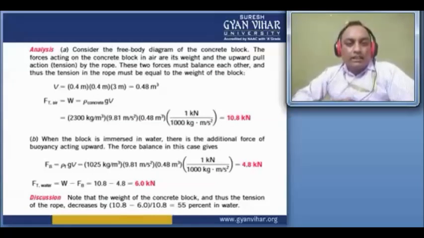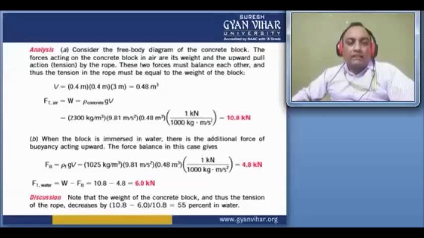First, you collect the question data and consider the free body diagram of the concrete block. The forces acting on the concrete block in air are its weight and the upward pull, the tension by the rope. These two forces must balance with each other, and thus the tension in the rope must be equal to the weight of the block.